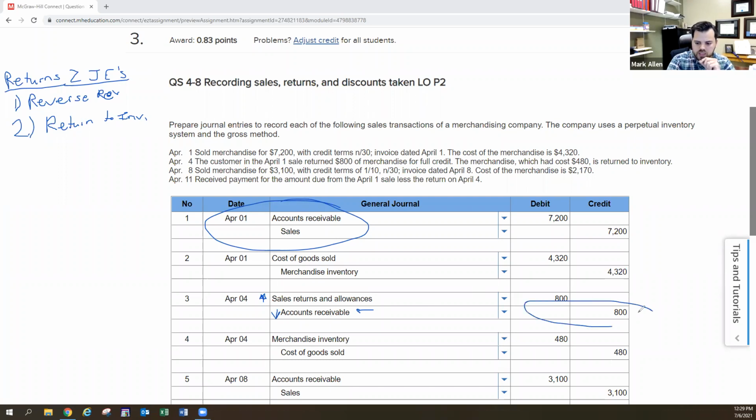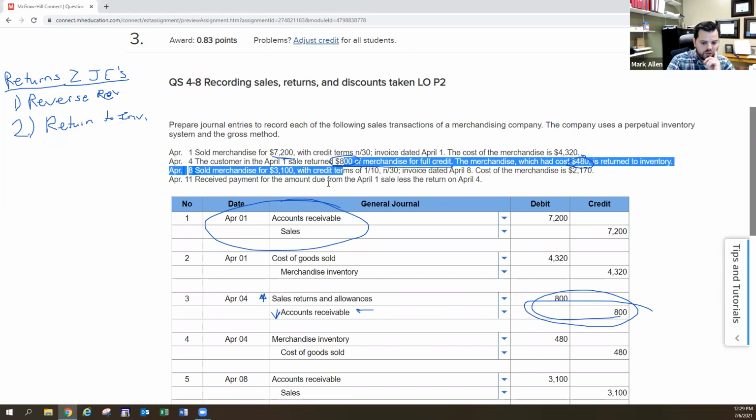And you'll notice that this is for the amount that they told us that we sold this for. So they returned $800 worth of merchandise, indicating this was related to that $7,200. But then they tell us it had a cost of $480. Well, that is related to the $4,320. So this piece is coming back in, reducing my revenue by the 800, and is reducing my asset by that amount.